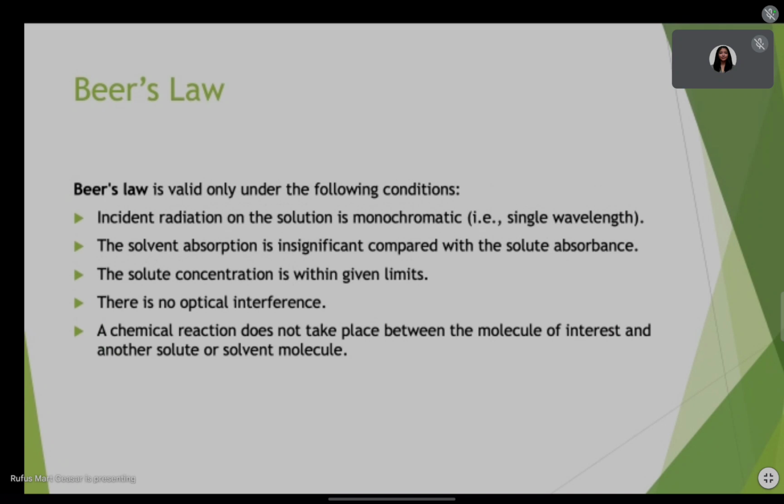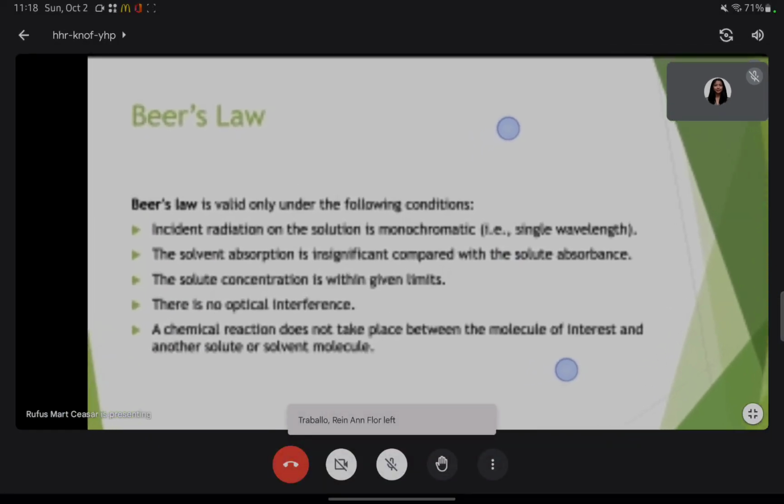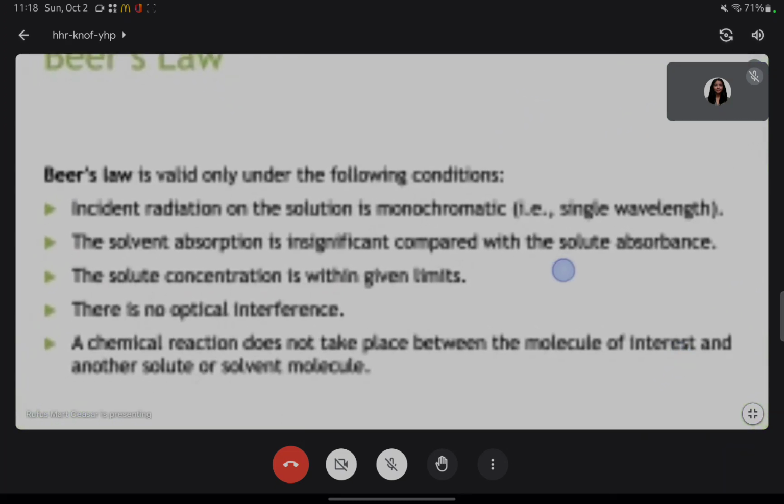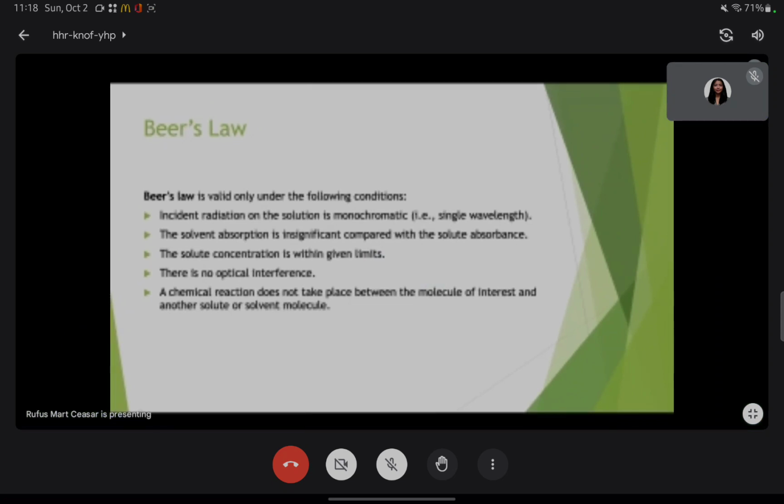Bago natin gamitin or maintindihan yung Beer's law, dapat malaman natin yung limitations niya. So, incident radiation on the solution must be monochromatic. Kaya gumagamit tayo ng monochromator or filter ng light. Kasi di ba, madaming wavelength yung incident light. Kailangan nating i-filter, since Beer's law, ang isang limitation niya, dapat monochromatic yung light. Second, the solvent absorption is insignificant compared with the solute absorbance. Ibig sabihin, dapat yung solvent natin, hindi mas mataas yung absorption niya kaysa dun sa solute. Kasi kahit gawin nating blank yun, yung solute, parang makukonstrue lang niya as a noise.